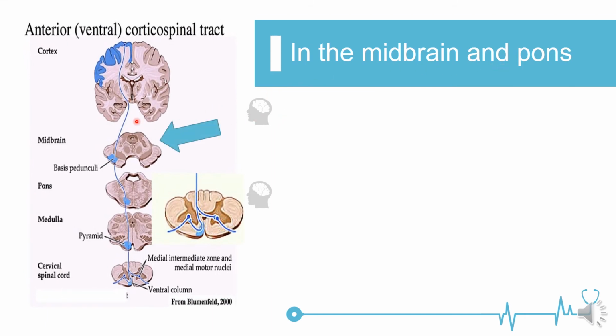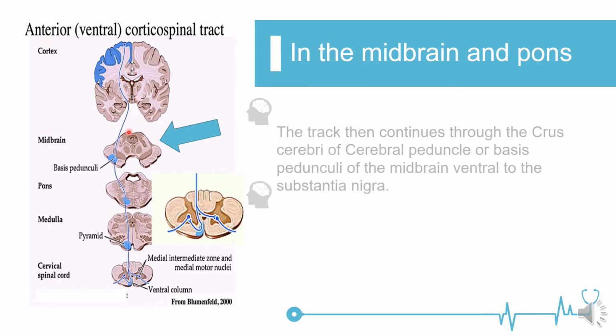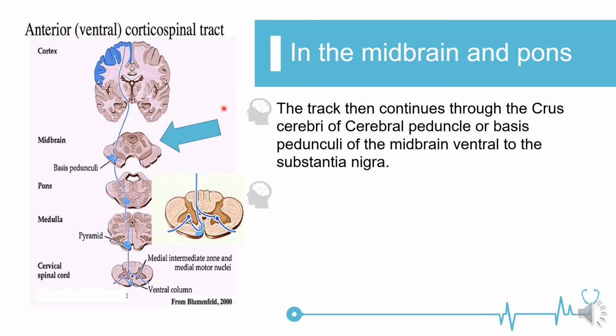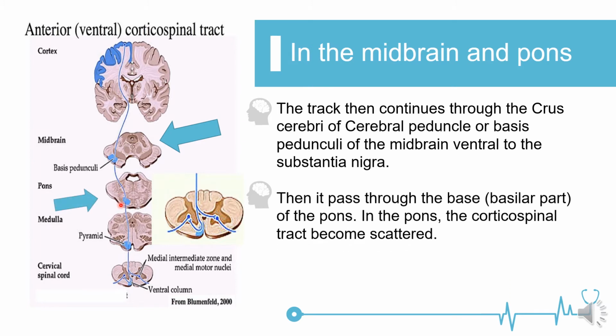So this part is the midbrain, and in the midbrain, the tract continues through the crus cerebri of the cerebral peduncles, or basis pedunculi, of the midbrain, ventral to the substantia nigra. So it will move down to the pons. It passes through the basilar part of the pons. In the pons, the corticospinal tract becomes scattered. Okay, it started to scatter.